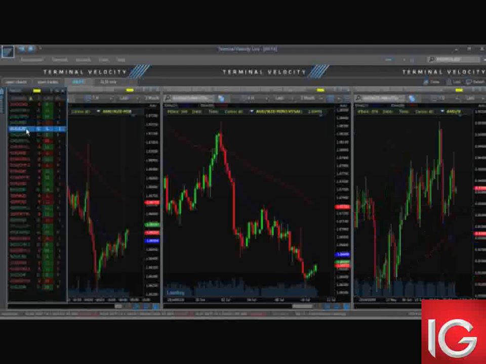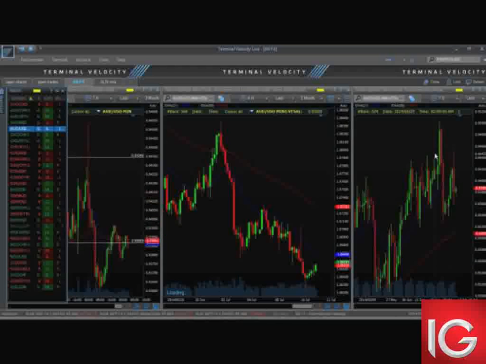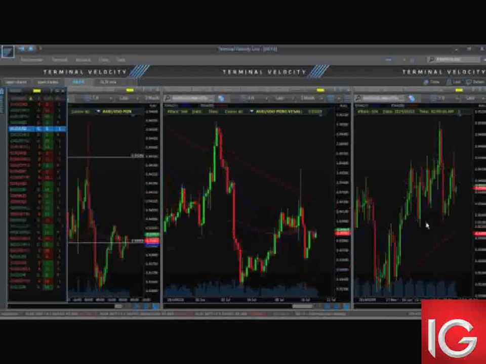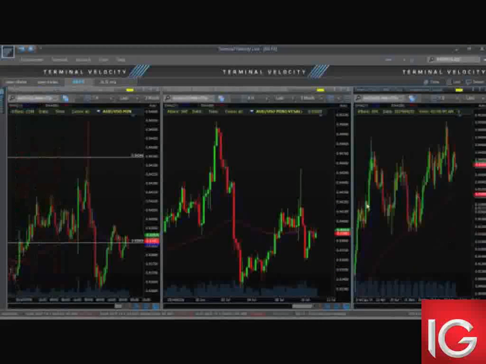Aussie dollar US dollar. Trend is up, but price is really choppy. So Aussie dollar US dollar, the trend might be up, but that price is really sideways. I'd rather stay out of that one.